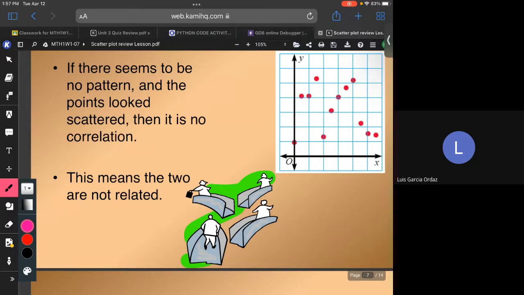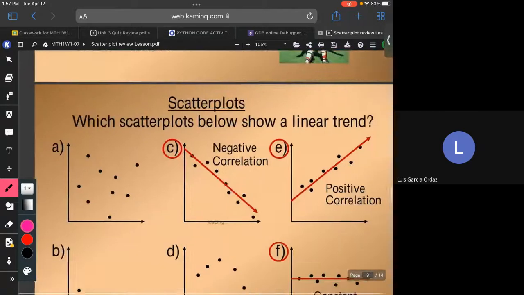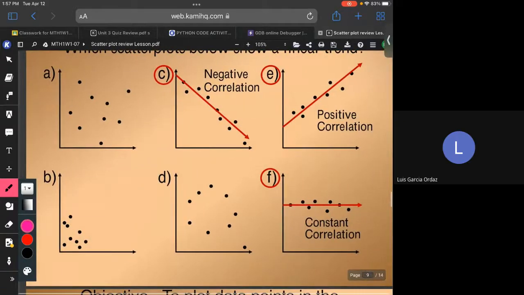Got a couple more things to say. There's also something called constant correlation, which means that the scatter plots are always around the same y value. As you can see here, let's say my y value is 6. All of my scatter plots are around a y value of 6, which means that there is some consistency between them. So a constant correlation is when your y values on the scatter plot are roughly the same.